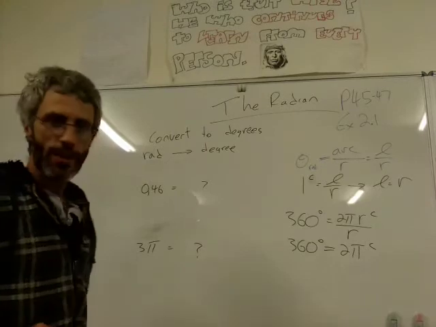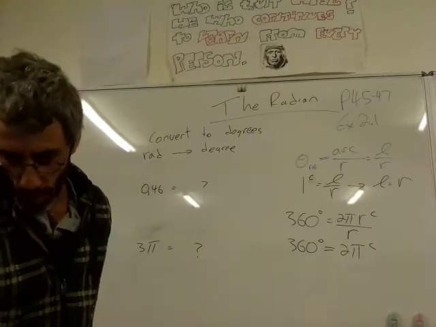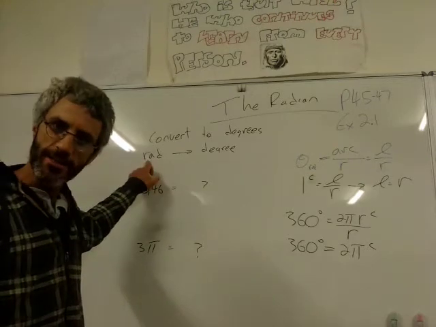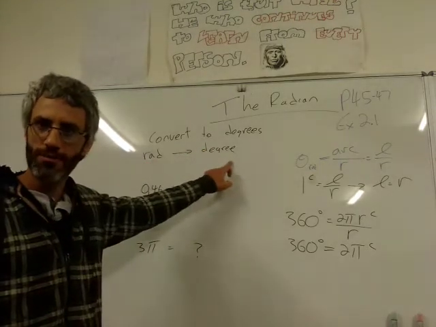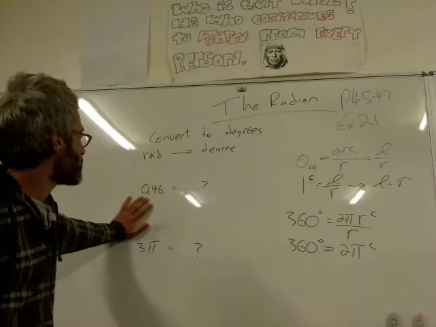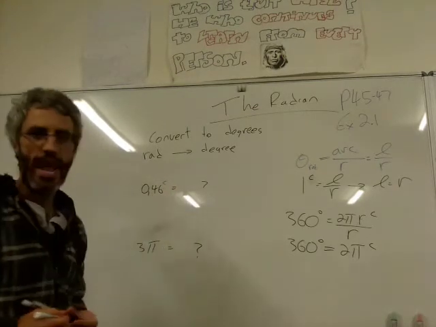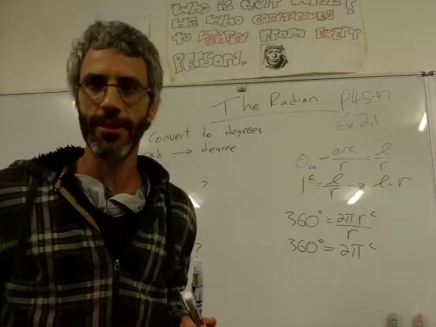So yeah, the first type of exercise that you need to do, I'm talking about exercise 2.1, is to convert an angle from radians to degrees. Okay? So let's say we have 0.46 radians. That's the angle in radians, and I want to know how much it is in degrees.